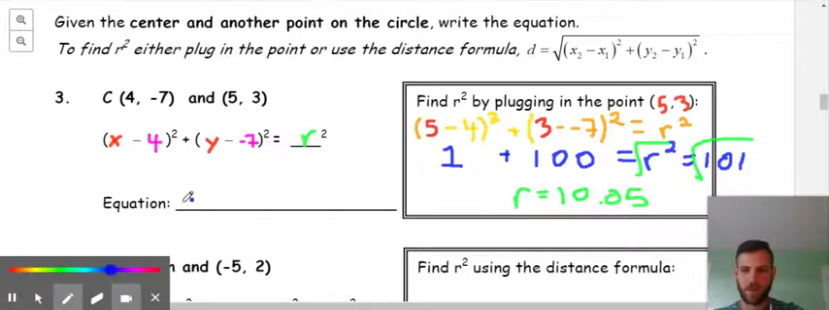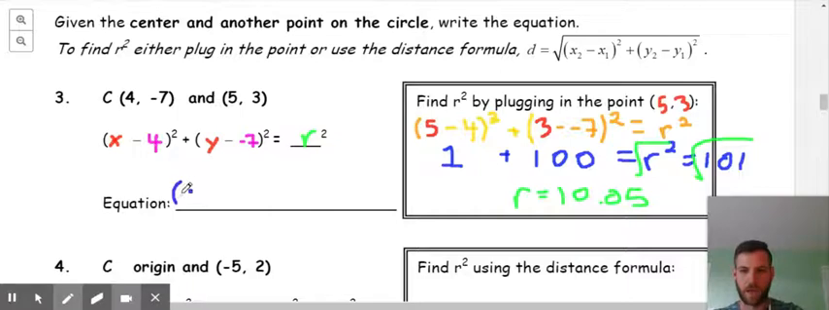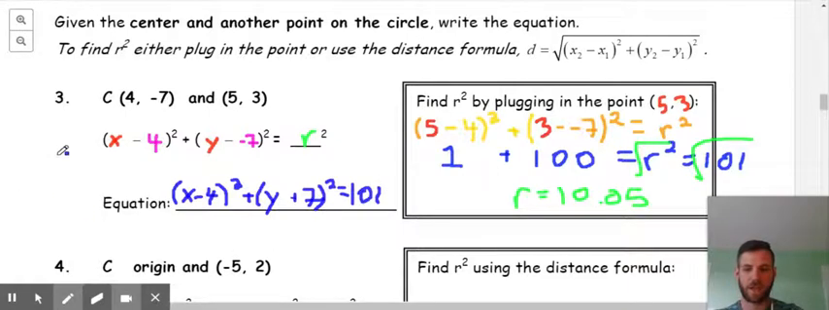So it turns out that the r squared value we're looking for is 101. So if we write out our equation here, we end up with an equation that is x minus 4 squared plus y plus 7 squared is going to be equal to 101. And we have found the equation of that circle where the center is 4, -7, and one of the points on the outline of the circle is 5, 3.